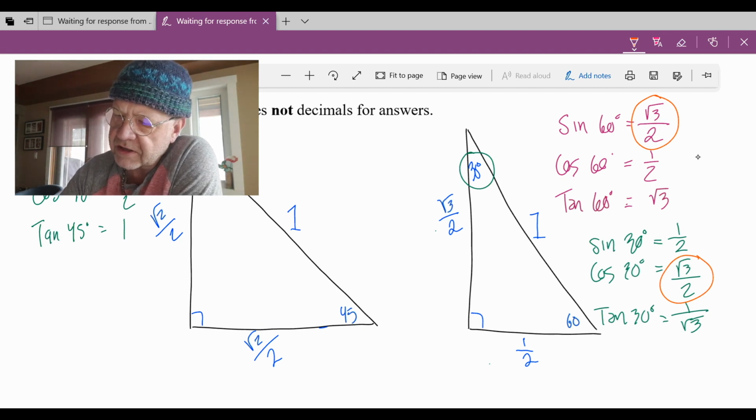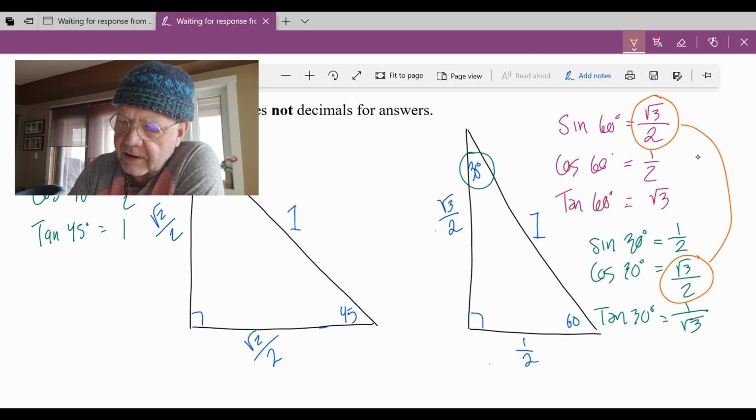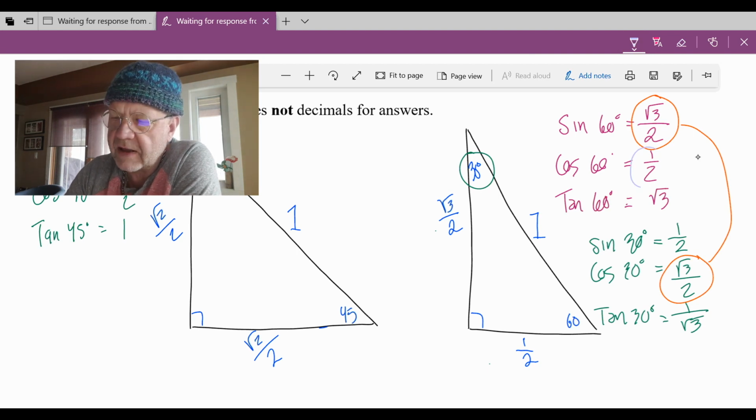So look at that relationship there. The sine of 60 is the same as cosine of 30. Similarly, cosine of 60 degrees, or 1/2, is going to be the exact same as the sine of 30. All right, so you see how those are related.